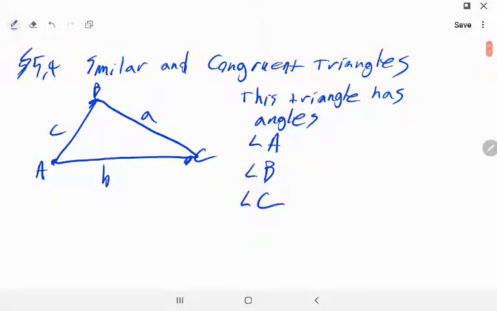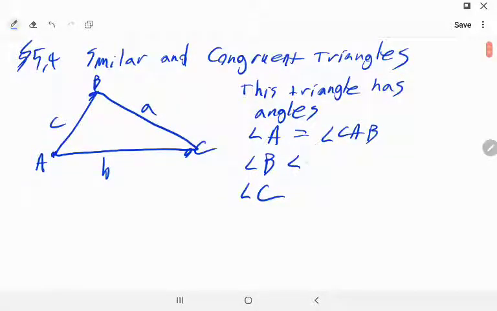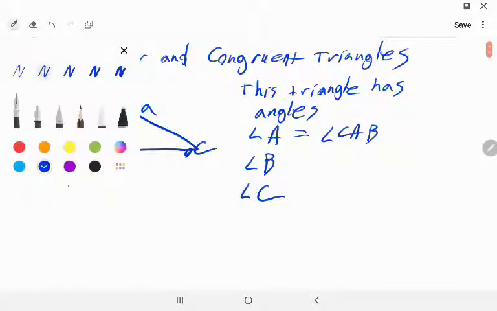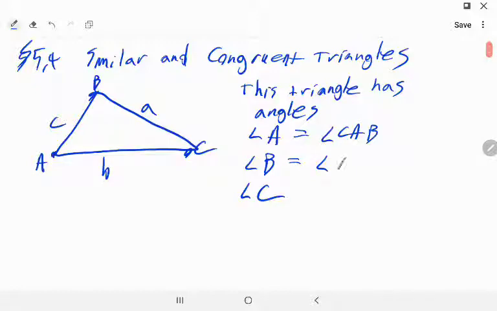We'll also sometimes have it phrased in terms of 3 points. We could phrase it as angle CAB. Angle B is the same as angle ABC. And angle C is the same thing as angle BCA. And that winds up just being a difference of terminology. Sometimes we like to label the angle in terms of the 3 letters. Sometimes we're fine just using 1 letter.